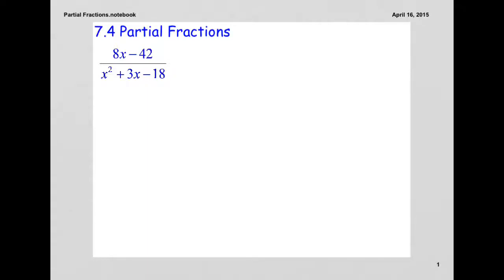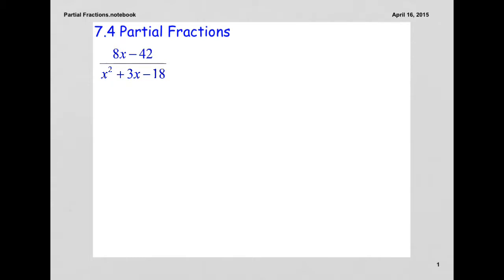Hello and welcome to Chapter 7, Section 4, Partial Fractions. Today we're going to take rational expressions and change them into partial fractions. We do that by first factoring the denominator of the given rational expression.